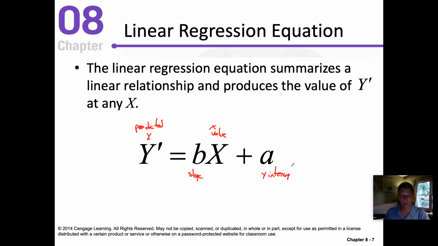And of course, the y-intercept occurs when x equals 0. So it's the y prime value when x equals 0. If you think about it, that makes sense because 0 times b is 0, and so y prime would simply equal a. So that's where these terms come from. So y prime equals b times x plus a.